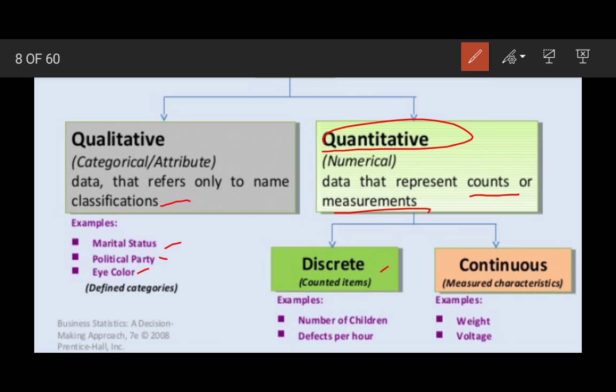There are two types of quantitative data, discrete and continuous. Discrete means counted items which we can count. Continuous means measured characteristics, where on the basis of characteristics we are going to measure. For example, number of children in a family is a discrete number, so it is an example of discrete quantitative data. Then defects per hour in production is also discrete quantitative data. Under continuous, we have examples such as weight, voltage and height. All this comes under continuous quantitative data.